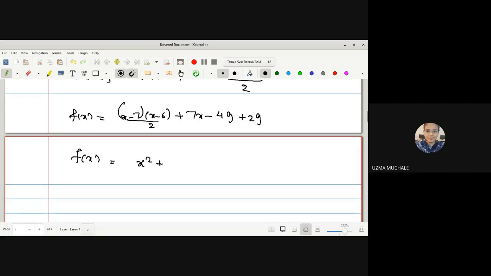After solving this and taking the LCM and all, we have f of x equal to x square plus x plus 2 divided by 2. We have to multiply these two and then take the LCM of 2, multiplying by 2 everywhere. You can get a polynomial with the help of backward difference interpolation like this one: x square plus x plus 2 divided by 2. Now let us solve one more example.